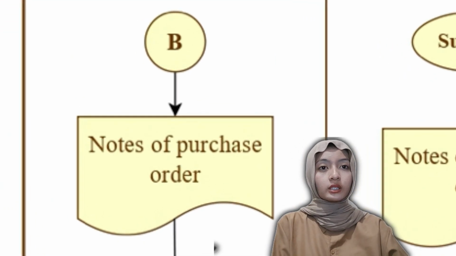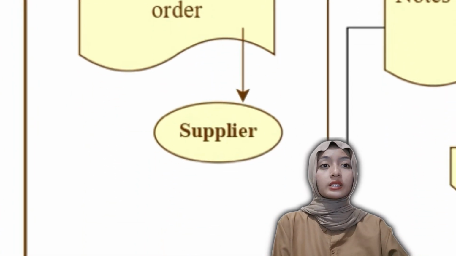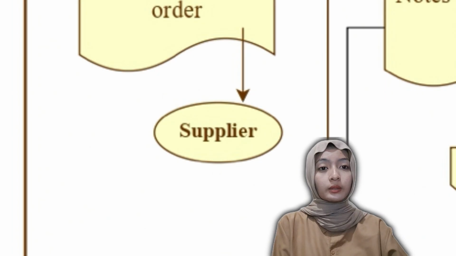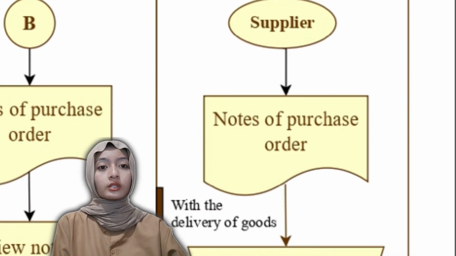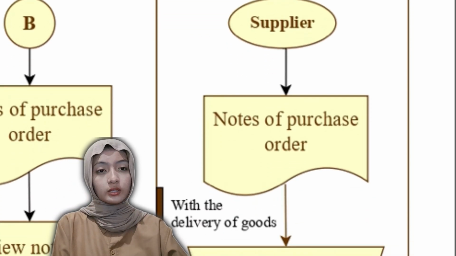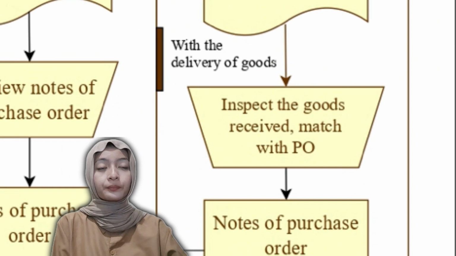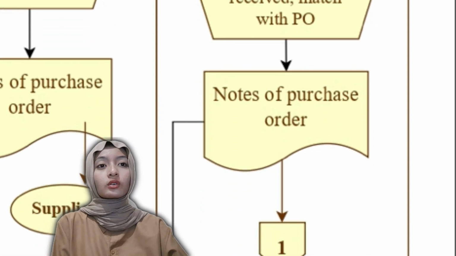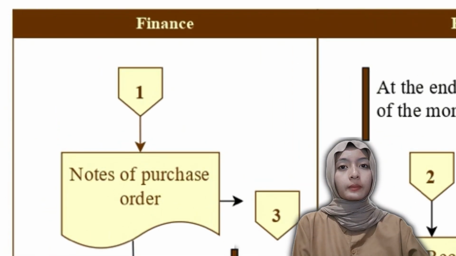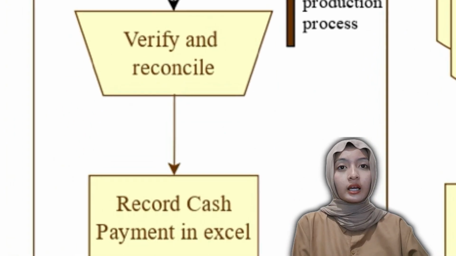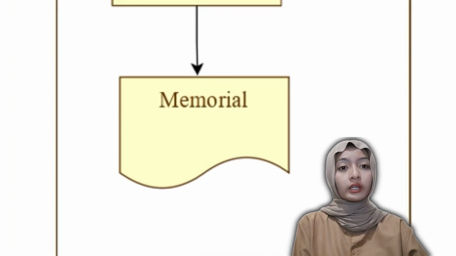Based on the notes of purchase order, the logistic department reviews them and then sends them to the supplier. When the supplier receives the notes of purchase order, they process the purchase and deliver the goods. The logistic department receives the goods from the supplier with the delivery. And then the logistic department inspects the goods received and matches them with the purchase order notes. And then the notes of purchase order continue to off page 1, which is the finance department. Based on the notes of purchase order, the finance department verifies and reconciles. And then records the cash payment in Excel and produces a memorial journal.